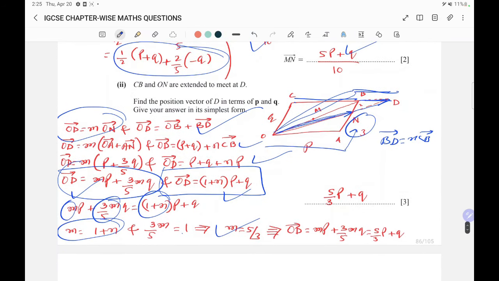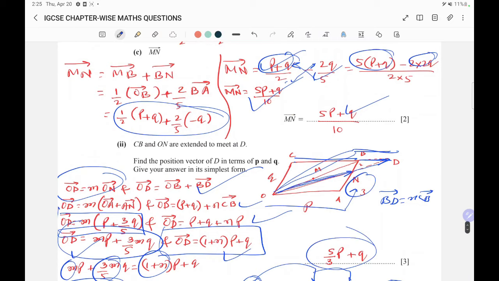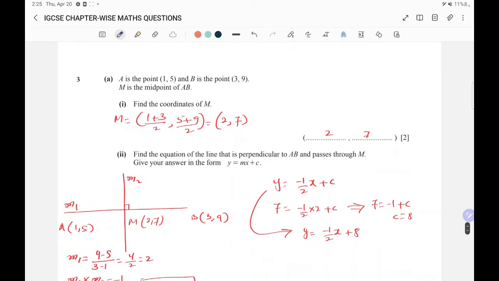find OD. So OD is M times (P plus 3 by 5 Q), where M is 5 over 3. Okay, so put 5 over 3 here, 5 over 3 here, calculate, and you will get 5 over 3 P plus Q. So this will be the answer. It was a good question.